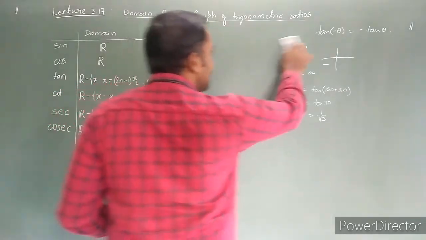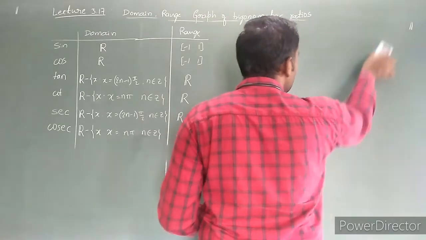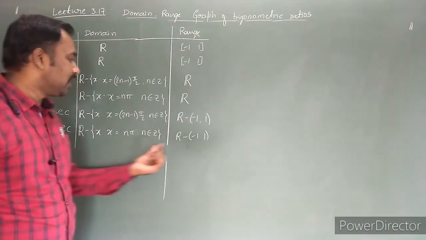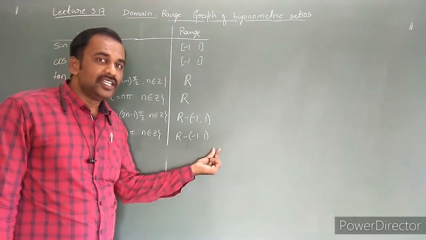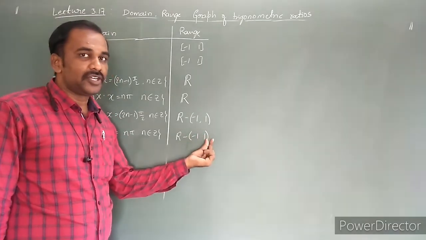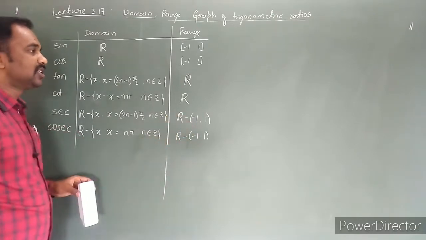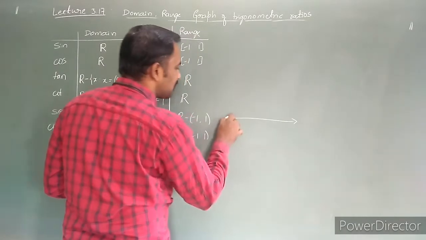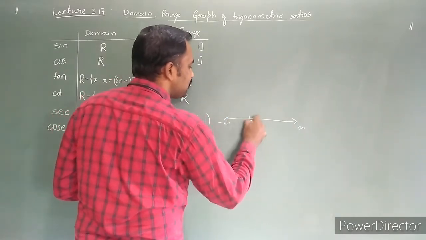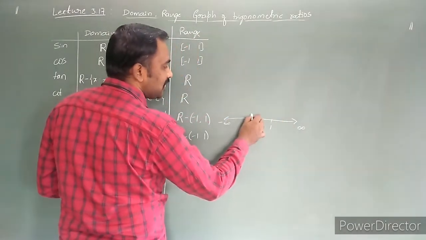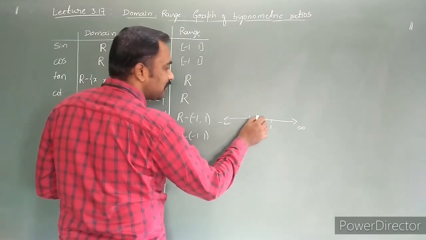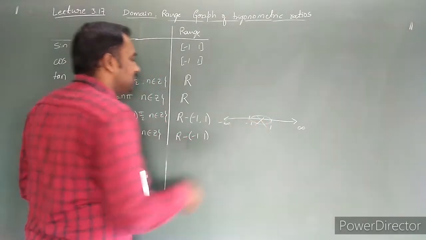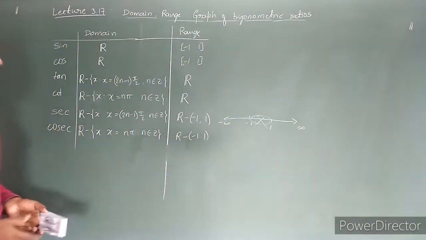Open interval means the end points are not considered. For the range of sec, for some value we will get -1 and +1, but I am not including them here. All the real numbers except this interval. Minus infinity, plus infinity, -1, +1. -1 we will get, +1 we will get, but the values in between -1 and +1 we will not get.